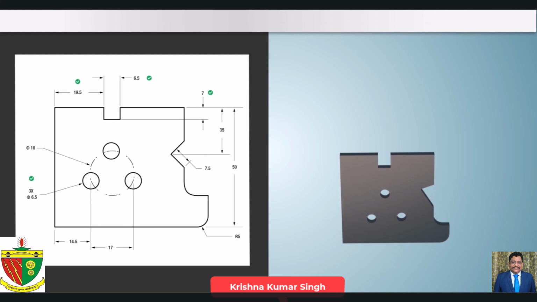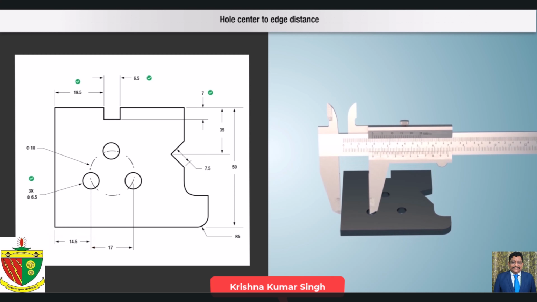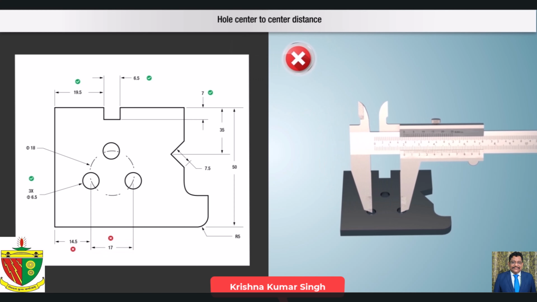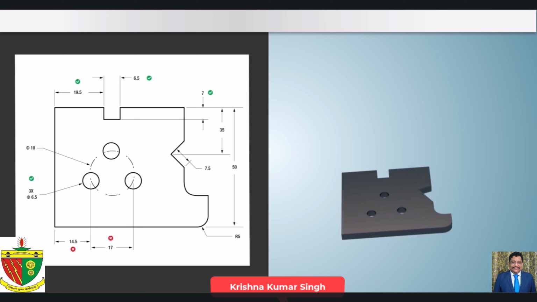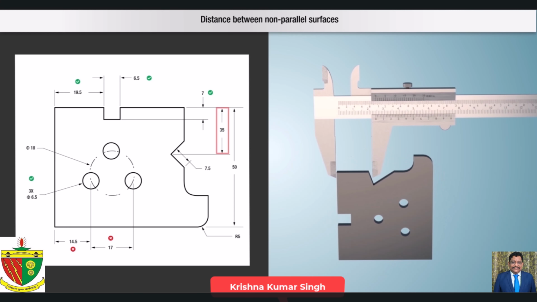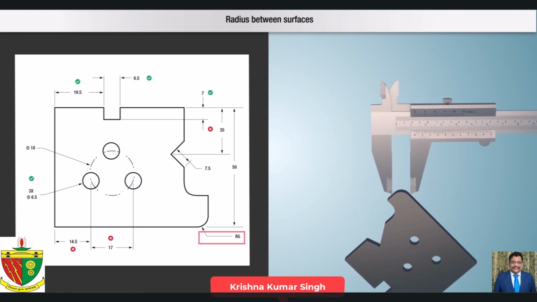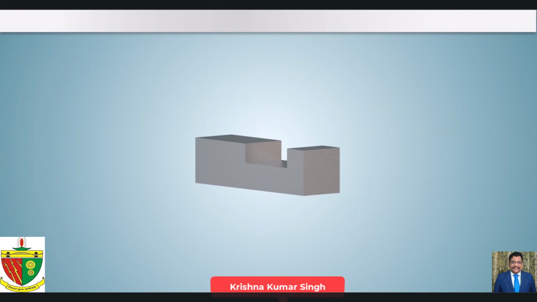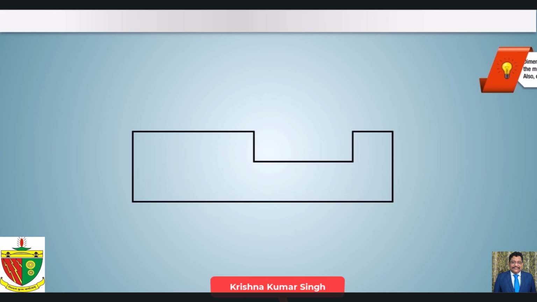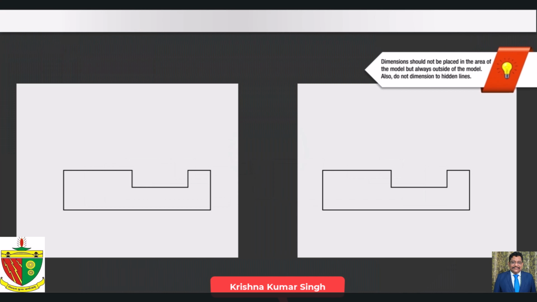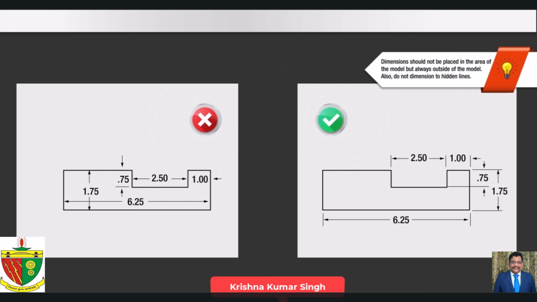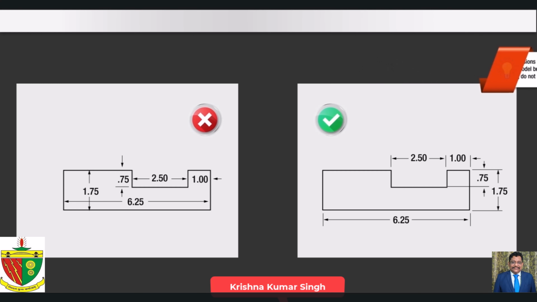are as follows. Hole center to edge distance, hole center to center distance, distance between non-parallel surfaces, radius between surfaces. Note: dimensions should not be placed in the area of the model but always outside of the model. Also, do not dimension to hidden lines.